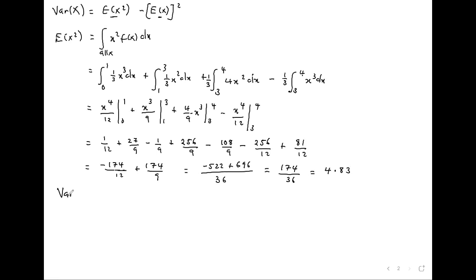Remember we want the variance, which is given by what we have found here: 4.83 minus the expectation, which was 2, and we square it. So we get 4.83 minus 4, which is 0.83 as the expectation. So like that.